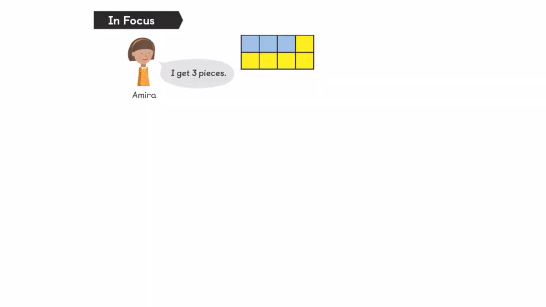Let's start by thinking about how many pieces the shape has been divided into. Can you count with me? 1, 2, 3, 4, 5, 6, 7, 8. The shape has been divided into 8 equal pieces, and Amira is going to get 3 of those pieces. 3 out of 8. Can you pause the video and write down the fraction that Amira gets?